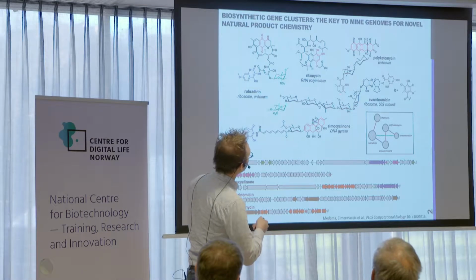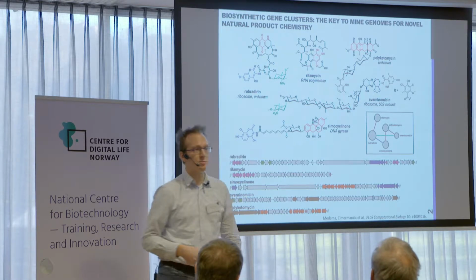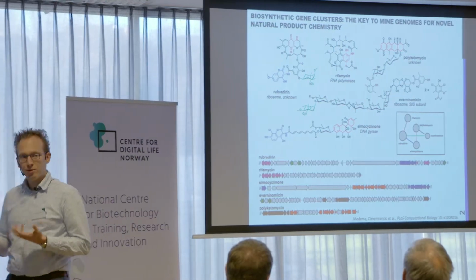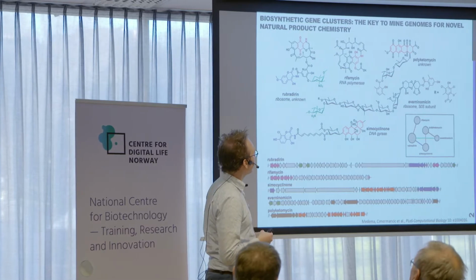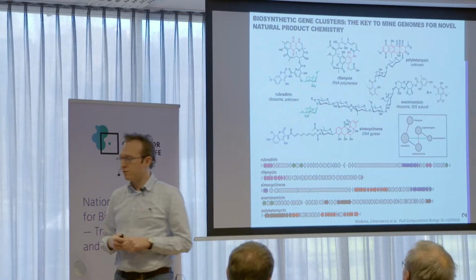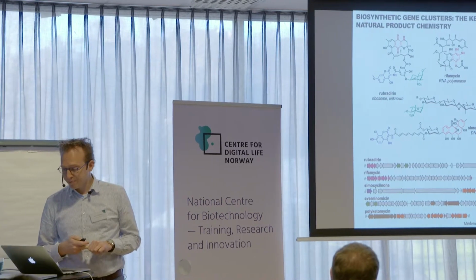And for example, this orsellinic acid is shared between polyketomycin and everninomicin, and the corresponding brown genes here are homologous between their gene clusters. So by looking at the gene clusters, we can already get an idea of what kind of diversity is out there in terms of natural product chemistry.